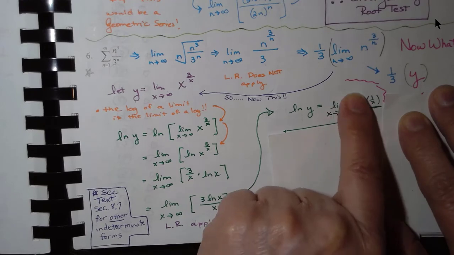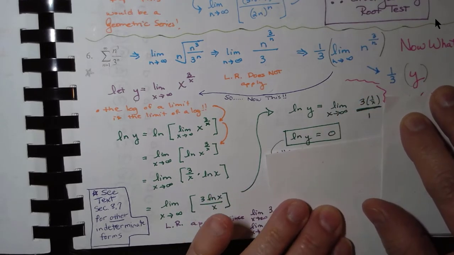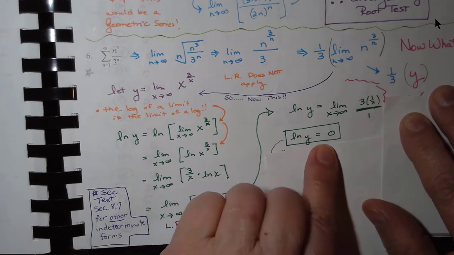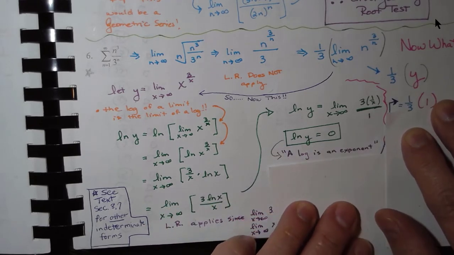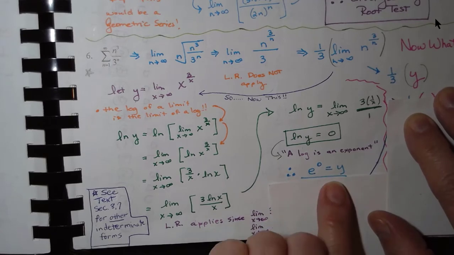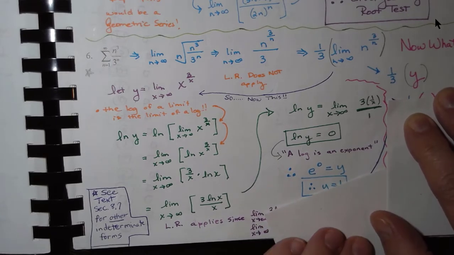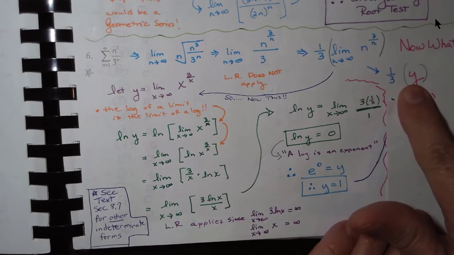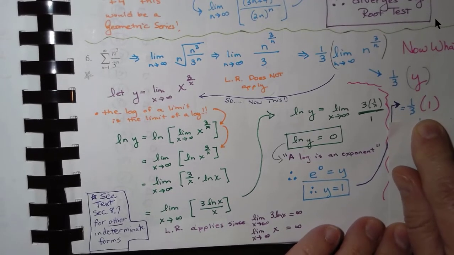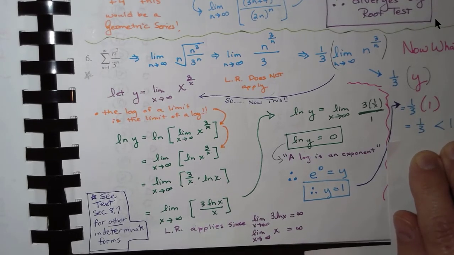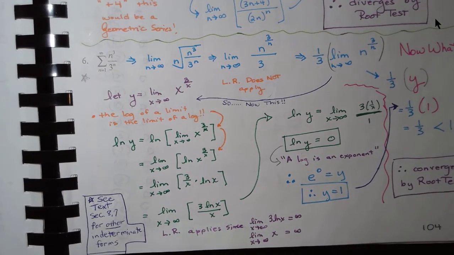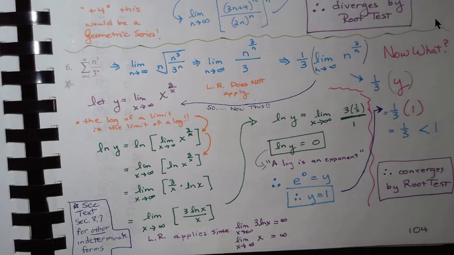As x goes to infinity, this goes to 0. And log is exponent. What does it mean when we say ln y is 0? That means that e to the 0 is our y. And what is e to the 0? That is 1. So now I can go back up here and substitute 1 in. And 1/3 of 1 is 1/3, which is less than 1. And so this series converges by the root test.